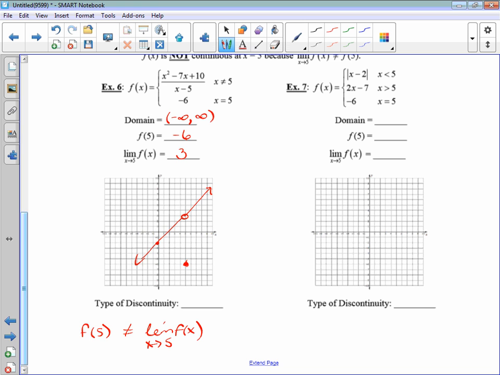What do you guys think? Is this a jump or a hole? It is a hole, yep. When it's connected, but you've got the open dot in the middle, that is a hole.